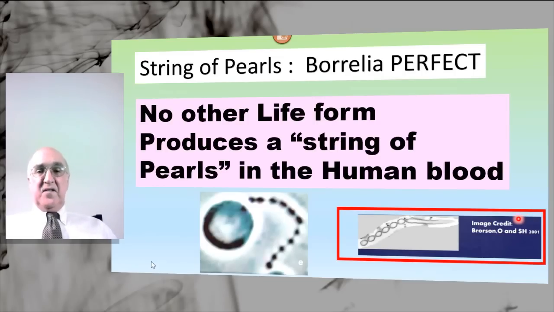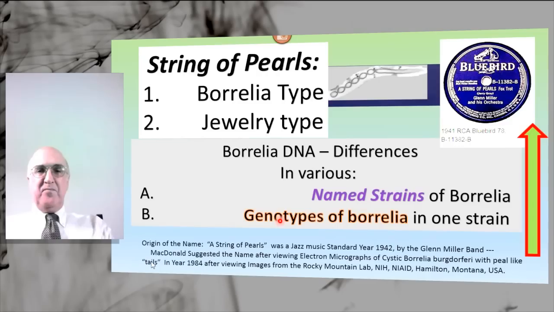These are, like the other forms that I talked about, perfect Borrelia forms. No other life form on the planet produces a string of pearls in human blood. Period. This is a string of pearls. It's broken away from its tail structure. It's circulating in human blood, and Dr. Laane took a picture of it. This patient has Borrelia infection. Even though you don't see a spiral corkscrew, the string of pearls is just as diagnostic. This is definitive. Now, we have the Borrelia type string of pearls here. We have the jewelry type with the pearls that are recovered from diving by pearl divers for oysters that contain pearls.